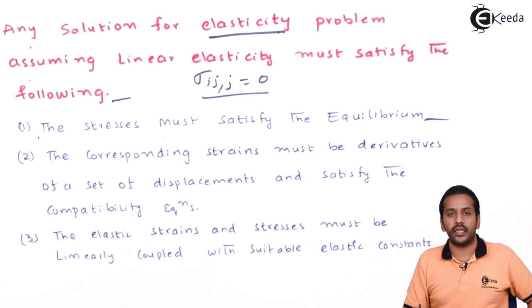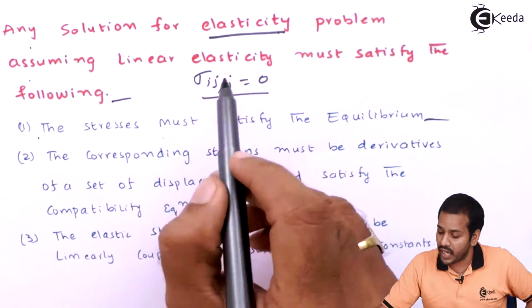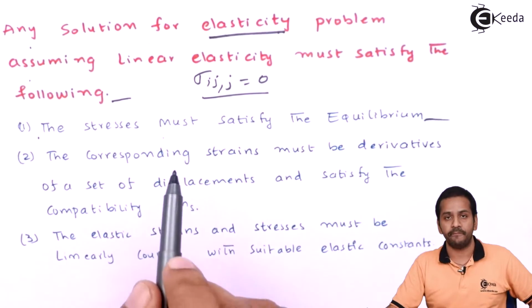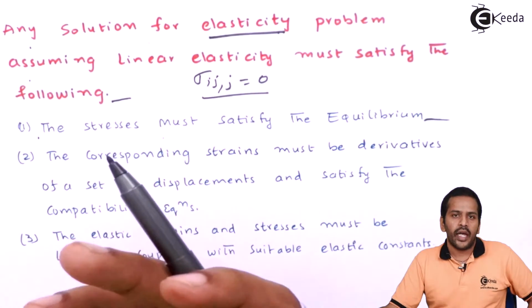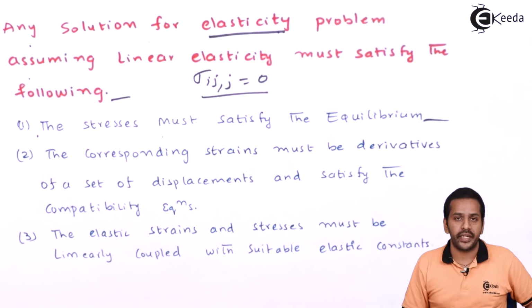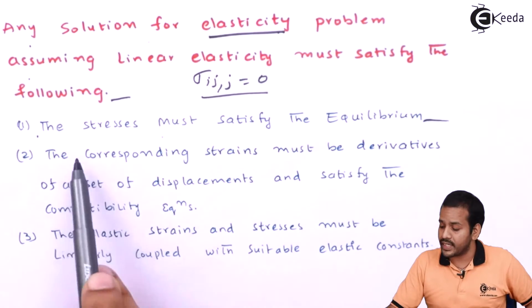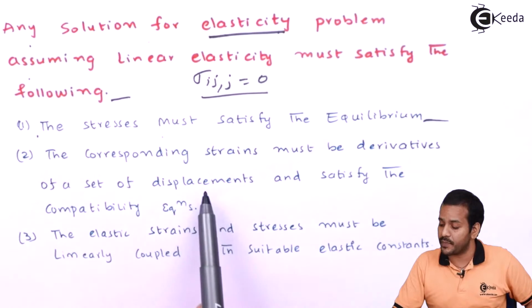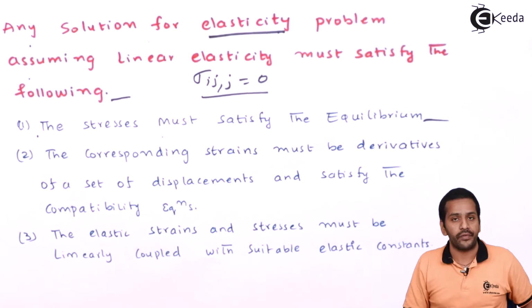This comma is called the differentiation operator. So we have three consecutive equations here. Any structure has to satisfy this equilibrium condition. That is the first prerequisite in order to solve the problem. The second thing is that the corresponding strains must be the derivatives of the displacements and satisfy the compatibility equations.